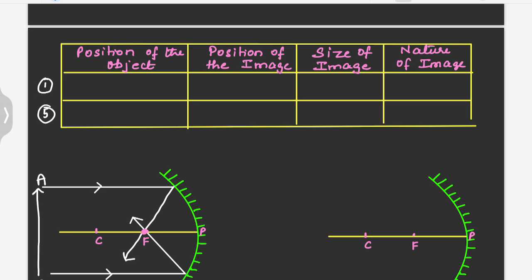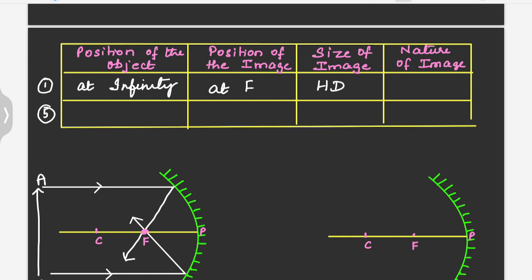Position of the object in the first ray diagram. Where is it kept? At infinity. Where is the position of the image? Image is formed at F. F is nothing but the principal focus. What is the size of the image? Size of the image is HD. What is HD? Highly diminished. So a highly diminished, point-sized image is formed.